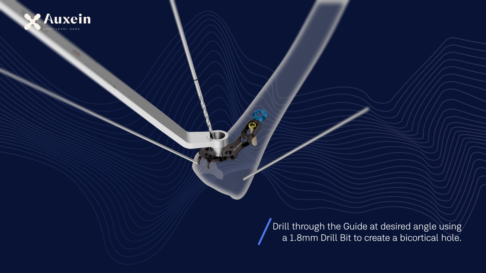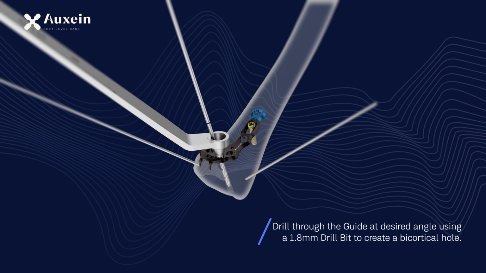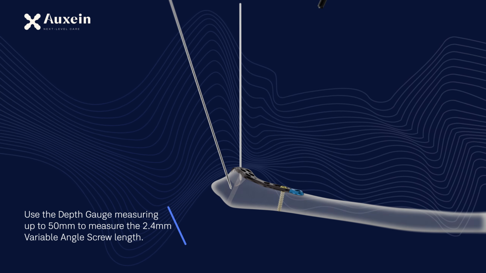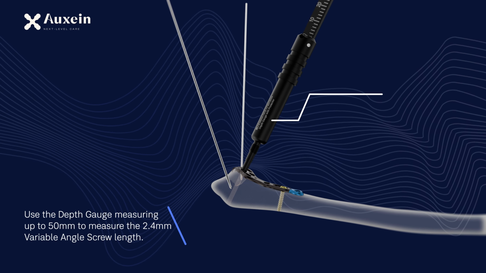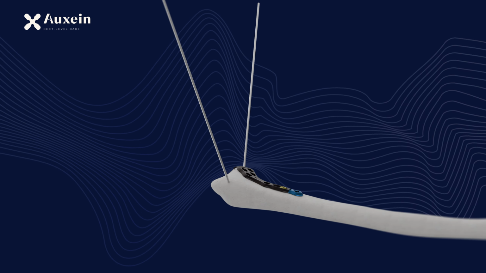Drill through the guide at desired angle using a 1.8mm drill bit to create a bicortical hole. Use the depth gauge measuring up to 50mm to measure the 2.4mm variable angle screw length.